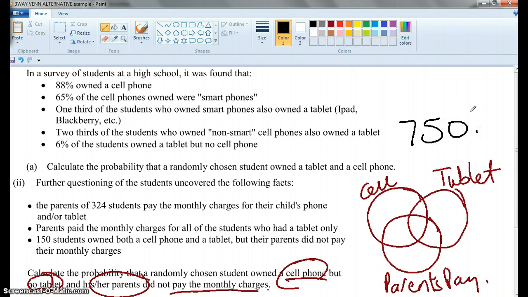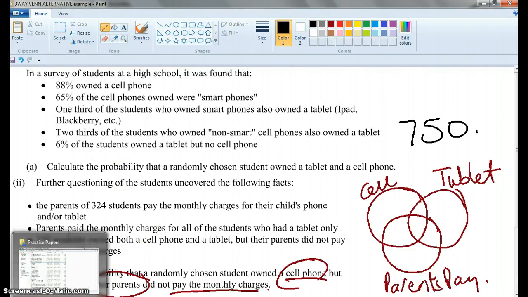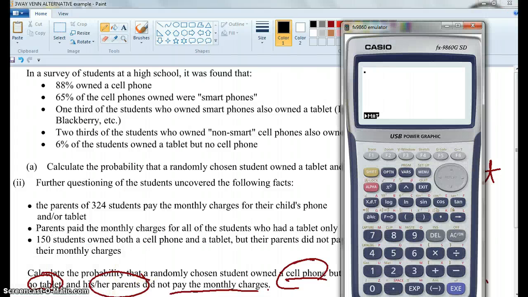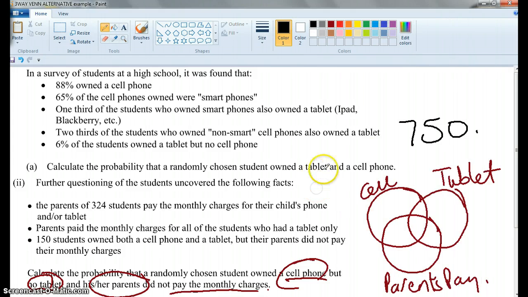Okay. 88% owned a cell phone. So we can actually tell, if we get our calculator out, 0.88 times 750. We convert that to numbers so we know we've got 660 that are the total amount that have a cell.